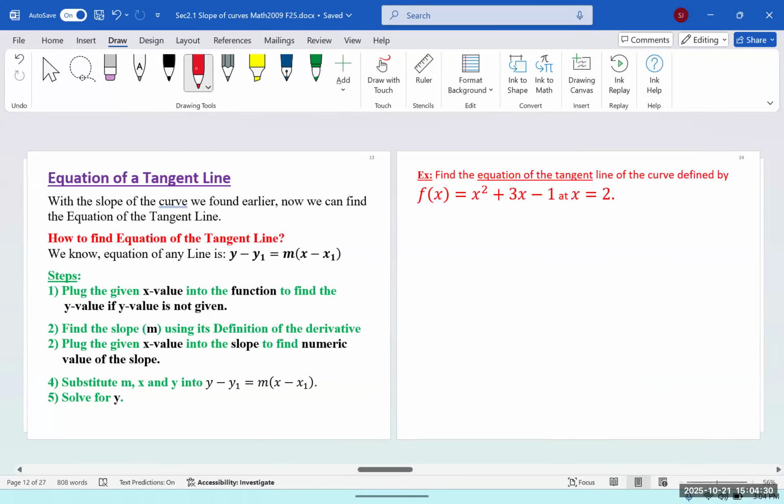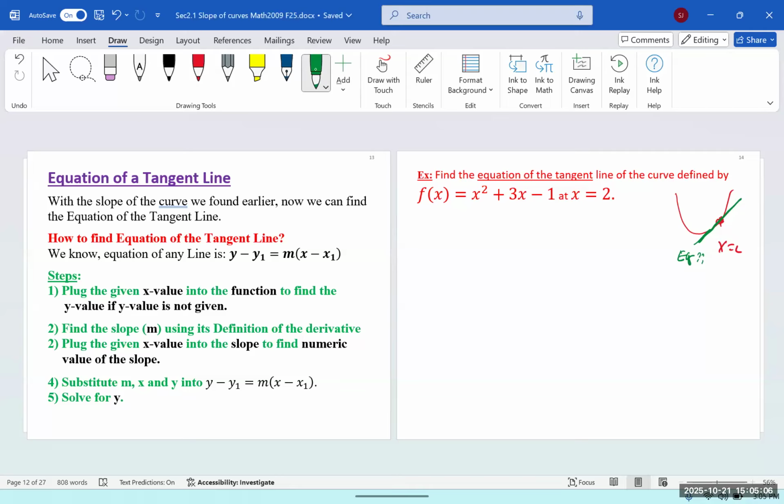Let's do one example. Find the equation of the tangent line of this curve at x equals 2. So x squared, it's something like this. x equals 2. Let's say this is 2. We want to find the equation of the line that goes through x equals 2. That is our goal.